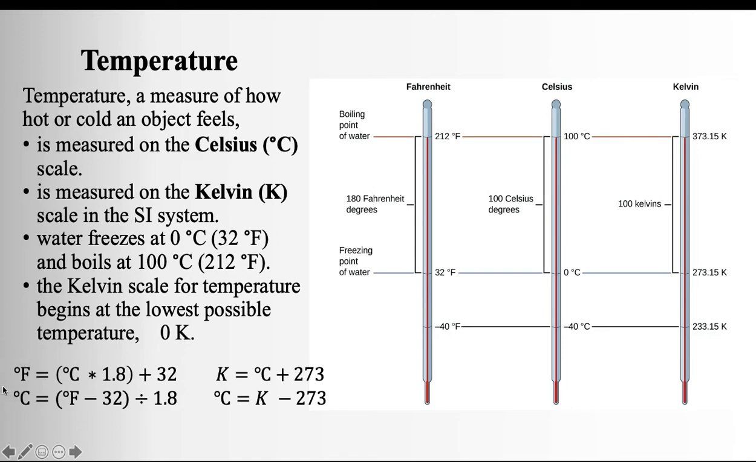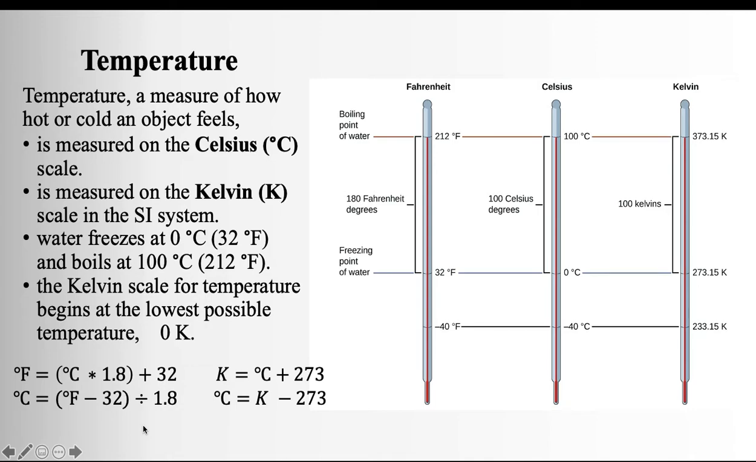So let's say I want to convert to Fahrenheit when I have degrees Celsius. Let's say I have 10 degrees Celsius. What I'm going to do is use this top equation to convert from Celsius to Fahrenheit. So 10 times 1.8 plus 32, versus when I have the temperature in Fahrenheit and I want to convert it to Celsius. These are the two equations that we use.